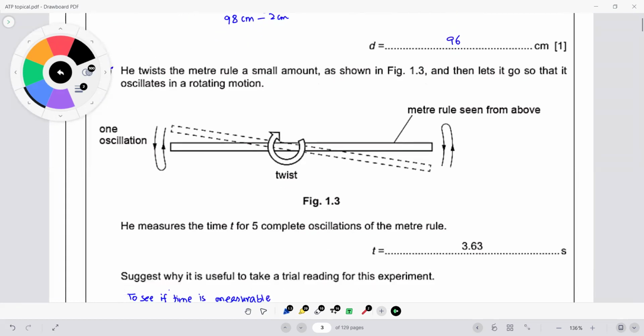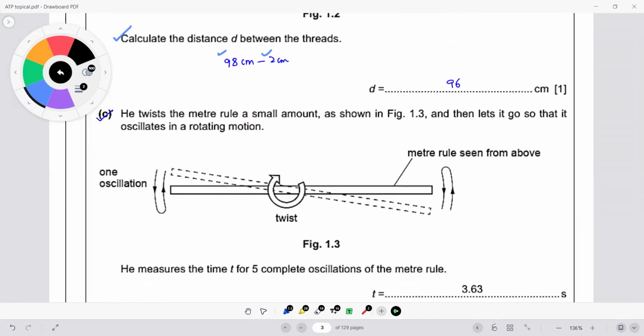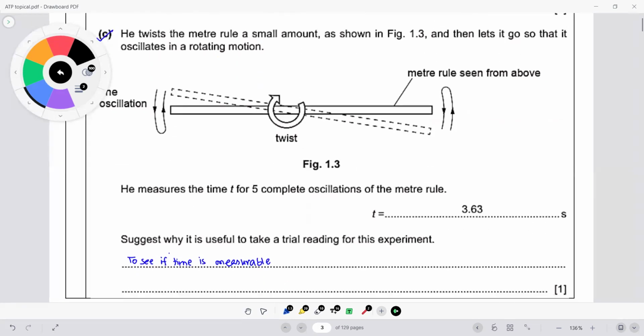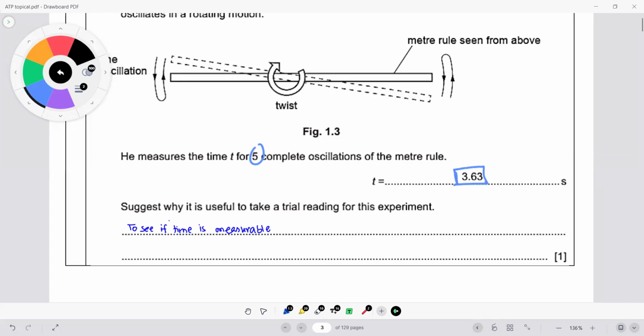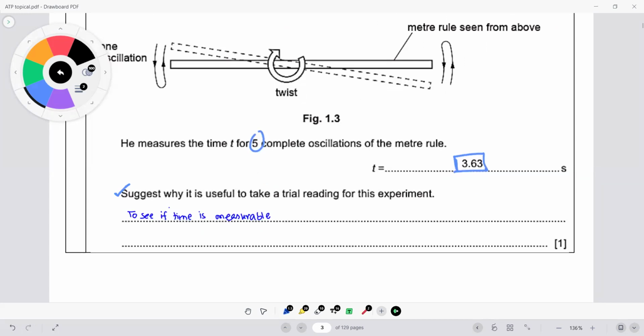It says he twists the meter rule a small amount, as shown in figure 1.3, and then lets it go so that it oscillates in a rotating motion. He measures the time t for 5 complete oscillations, okay? And the time it takes for the ruler to go through 5 oscillations is 3.63 seconds. That's already given to you. So just suggest why it is useful to take a trial reading for this experiment.